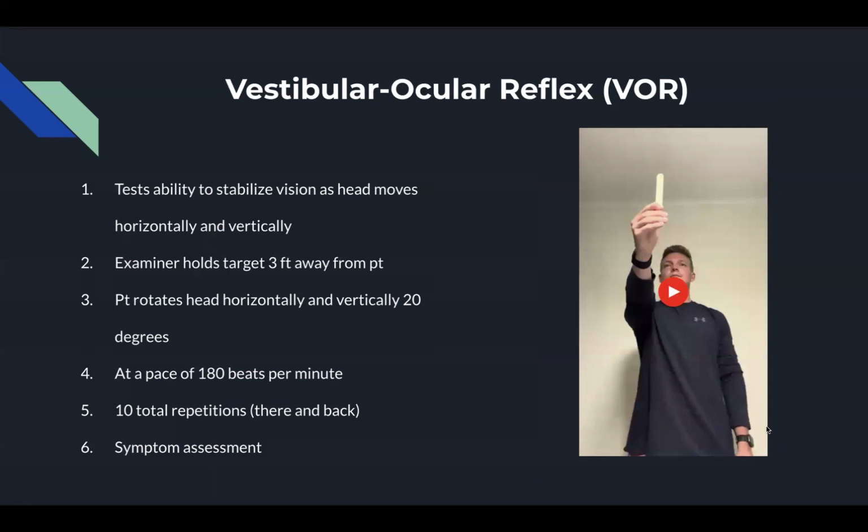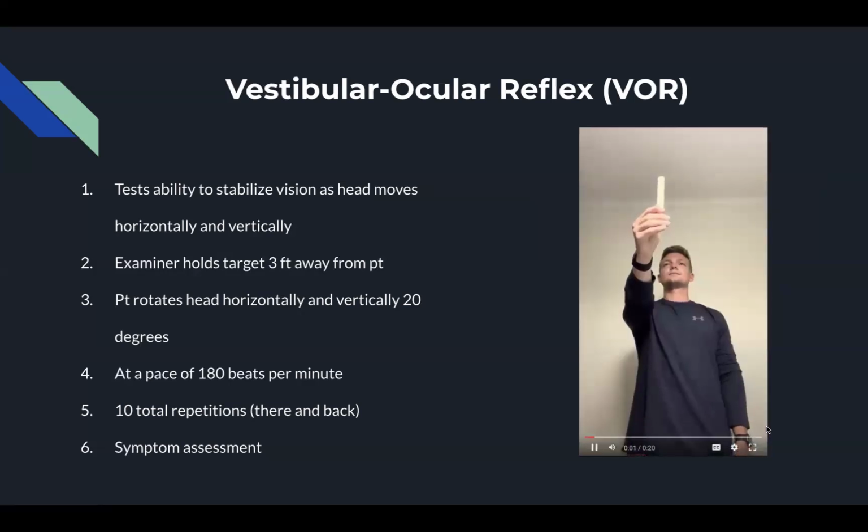The vestibular ocular reflex, or the VOR exam, tests the ability to stabilize vision as head moves horizontally and vertically. The examiner holds the target 3 feet away from the patient. The patient rotates their head horizontally and vertically 20 degrees at a pace of 180 beats per minute. They go back and forth 10 total times, and that concludes the exam.